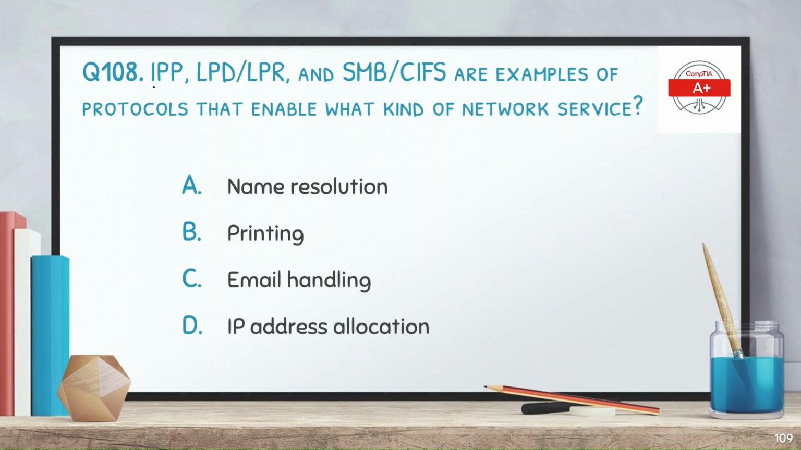Question number 108 is that IPP, LDP/LPR, and SMB/CIFS are examples of protocols that enable what kind of network service? The options are A, name resolution, B, printing, C, email handling, and D, IP address allocation. And the correct option is printing. So these all are used to enable printing on a network.